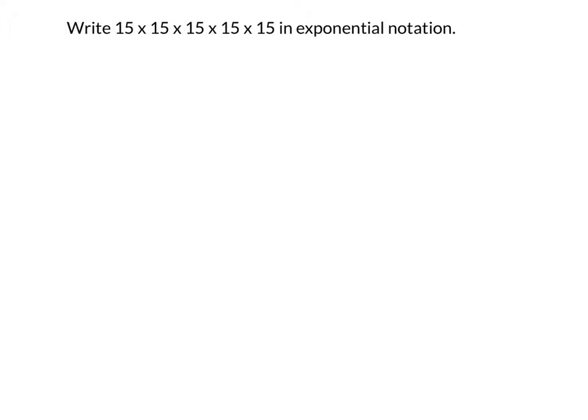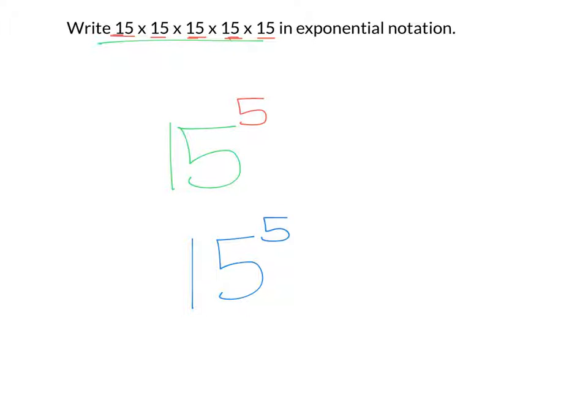Write 15 times 15 times 15 times 15 times 15 in exponential notation. Remember, exponential notation is when you are repeatedly multiplying over and over. So my base is going to be the 15. That's the number I'm using. Then I need to go through and count. I've got 1, 2, 3, 4, 5. So my exponent will be 5. So writing that in exponential notation, it's 15 to the 5th power.